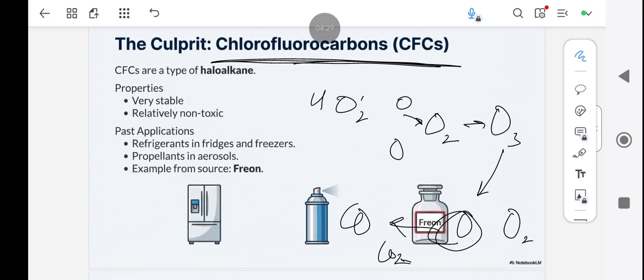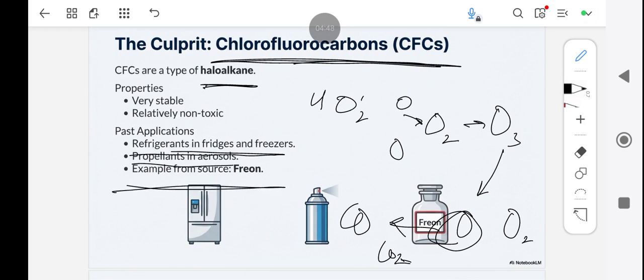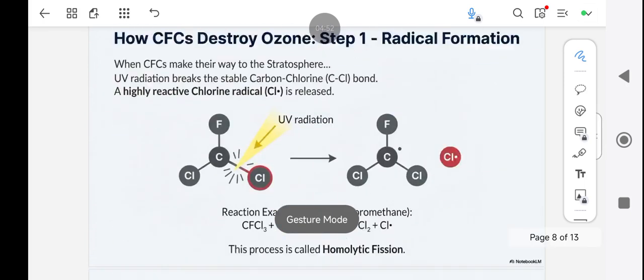So you see that they work hand in hand together. And where do we get chlorofluorocarbons? This is a type of haloalkane, and they are relatively non-toxic until released into the environment. In the past, we used them in refrigerants, in freezers, refrigerators, in aerosols, and as the major source of freon. We use them in refrigerators and all of those things.